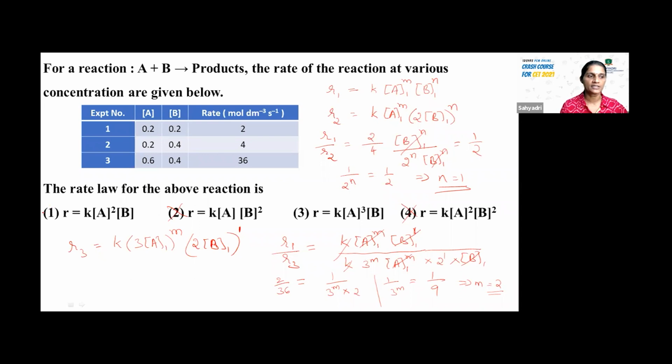So now tell me the answer. What is the answer? K into A square into B will be the answer. Is that correct? Did you understand? How to solve this question? All of you have understood, right?